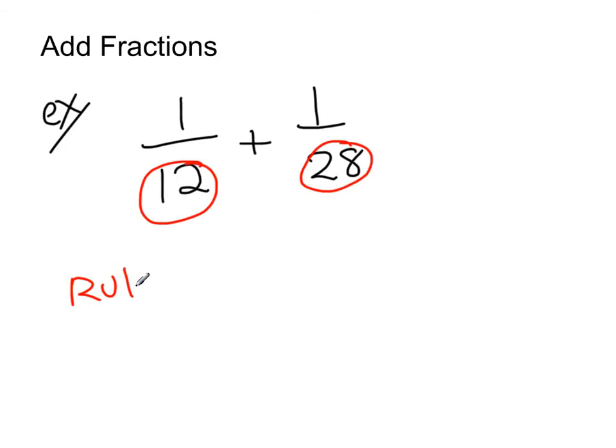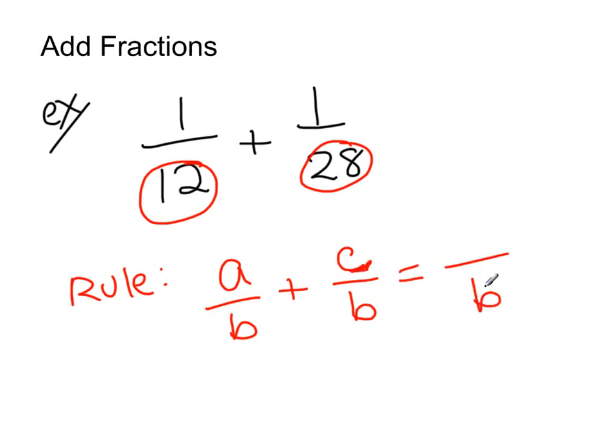Here's the rule. When we're adding any random fractions, let's say a over b, plus any other fraction, but this time here's a catch, its denominator is the same as the first one. If the denominators are the same, then we can add them. We leave that denominator alone, and we'll just add the numerators. That's our rule. Now we'll look at the one above.